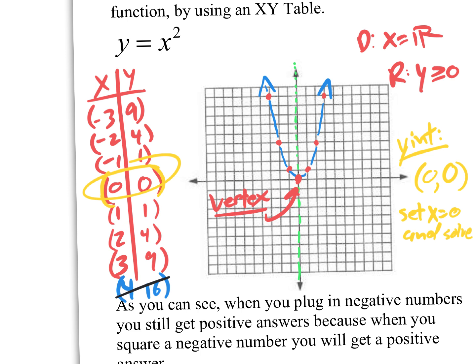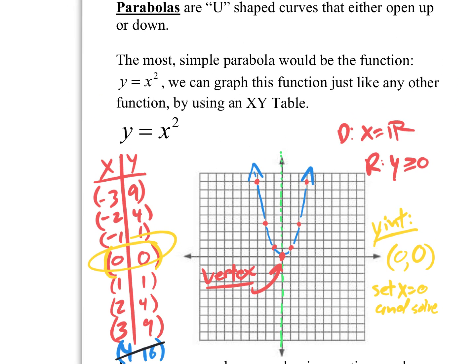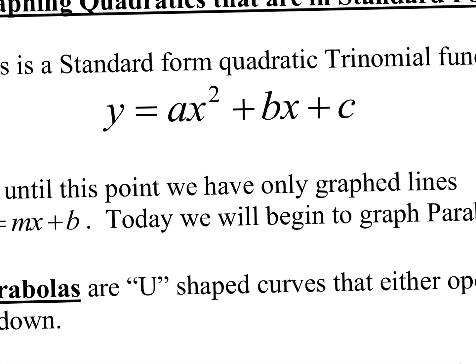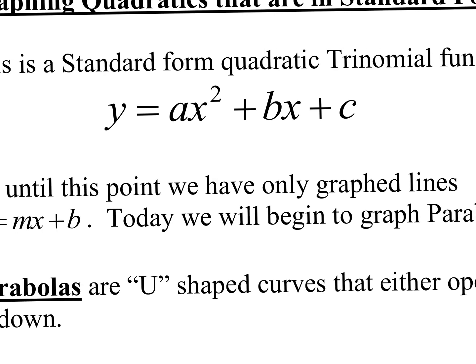Okay, so this is graphing by using an input-output table, but we're supposed to get more comfortable with standard form quadratic trinomials, and once we do get comfortable with it, we'll know what the a value does to the parabola. And we did cover this before break. If the a value is positive, the parabola will open up. If the a value is negative, the parabola will open down. Okay?